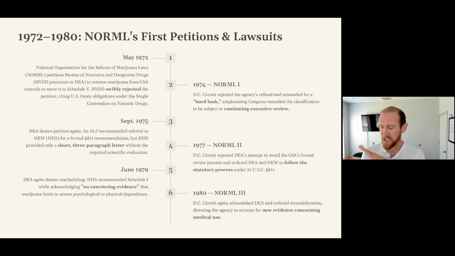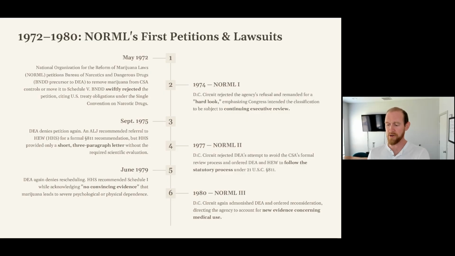And they found that the treaty obligations could be met if the U.S. instituted controls over cannabis. So let's put some controls on it, put it in a Schedule 5 substance. The ALJ recommended referral to the HHS for a formal review under 21 U.S.C. 811, which is the CSA. But the HHS provided only a short 3-paragraph letter without the scientific and medical evaluation required. So they responded flippantly, essentially. They're like, here's the letter, get off my back.